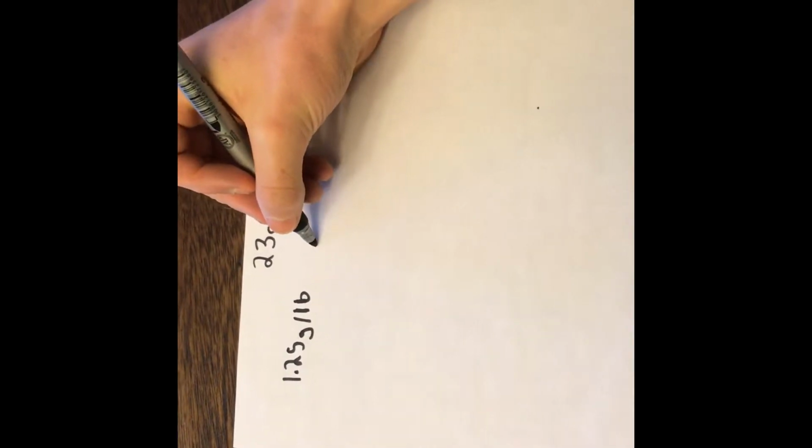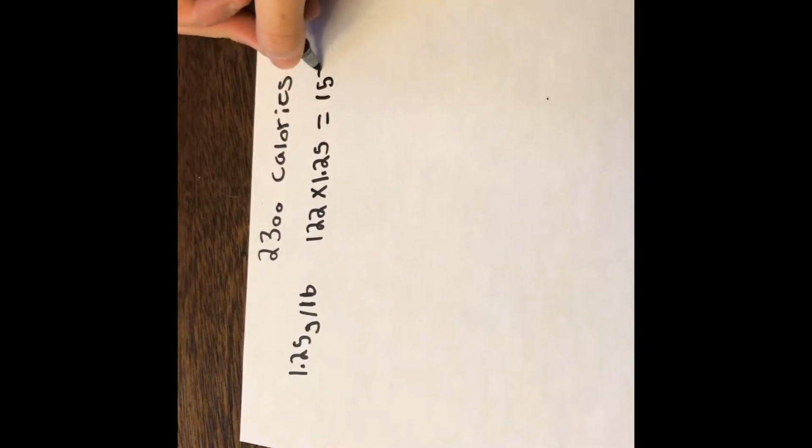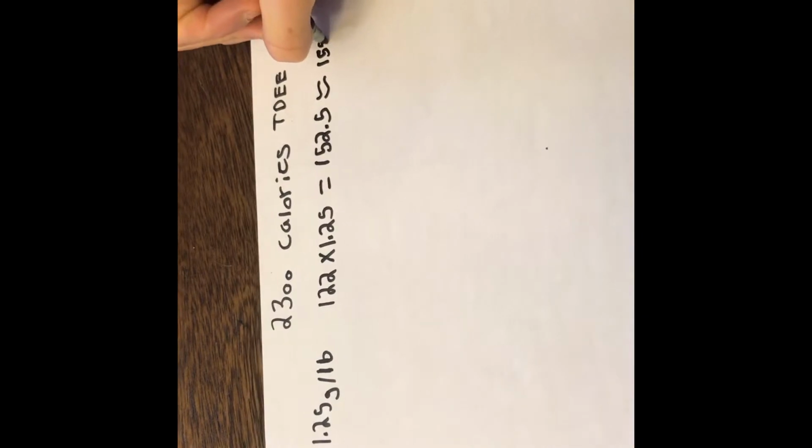So what I would do for that is 122 times 1.25. That number will give you 152.5, and I just round that up and make it 155 grams of protein. So that's my protein intake.